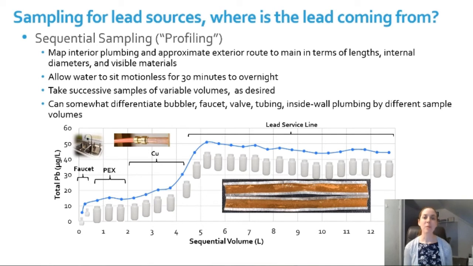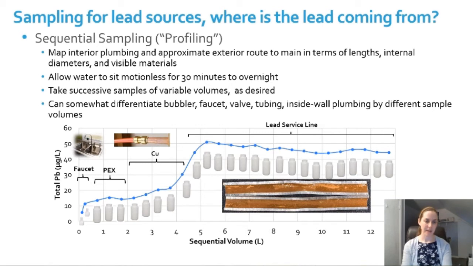You then want to flush the system completely and allow the water to sit motionless and stagnate for at least 30 minutes, but preferably at least 6 hours or more. Then you'll go back to the faucet that you mapped the plumbing from, and you'll take successive samples of variable volumes, whichever volume you desire, and however many samples you need to get to the end point. What this allows you to do is to differentiate different plumbing components along that length of plumbing. And this is just an example of that.